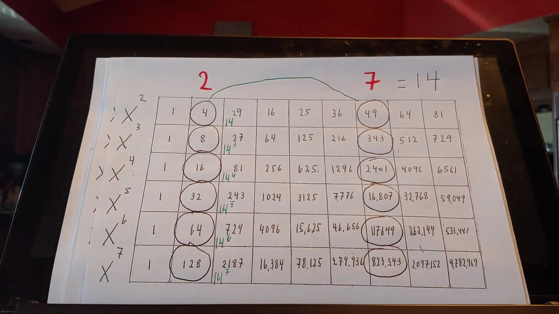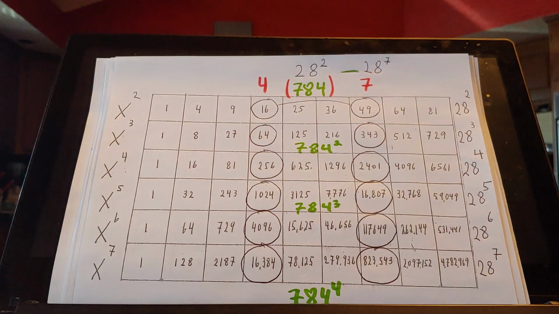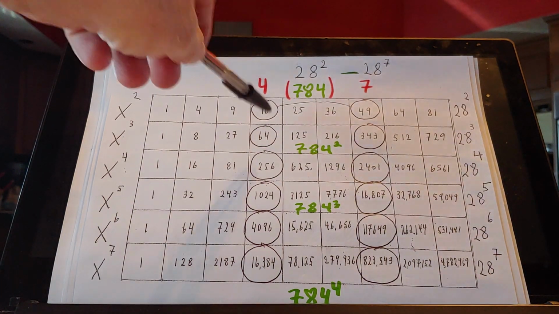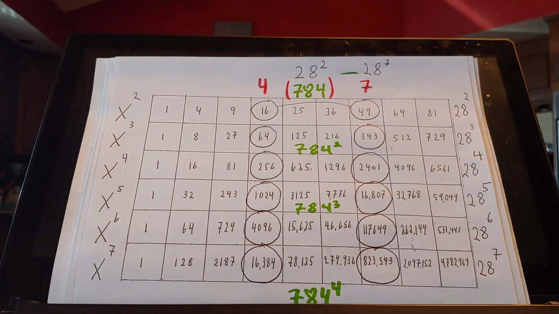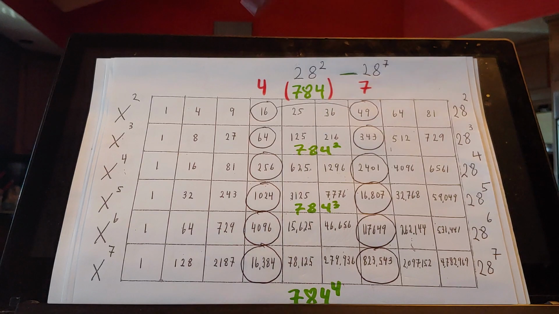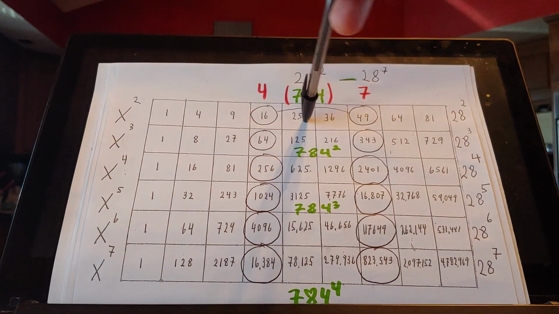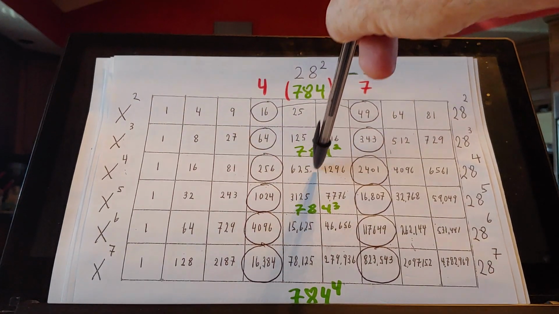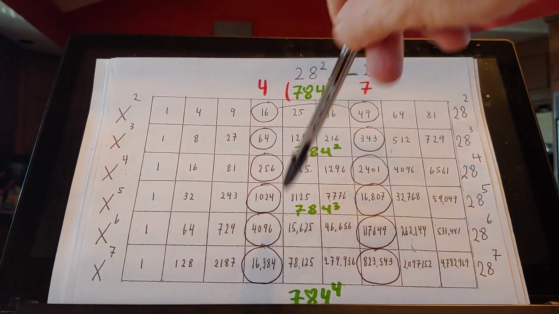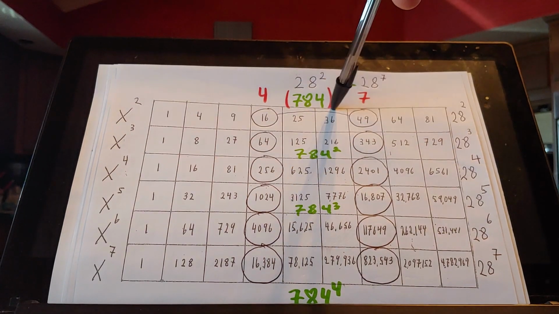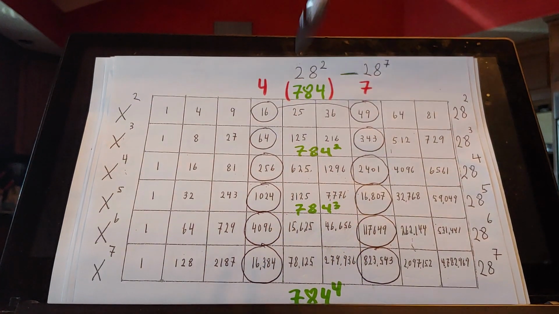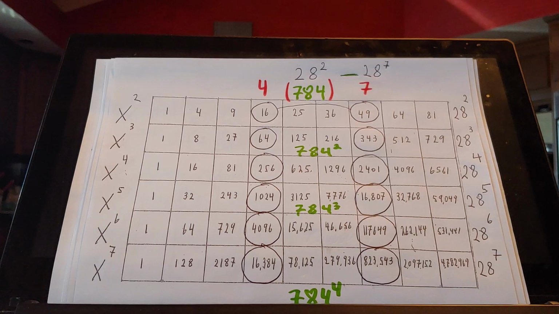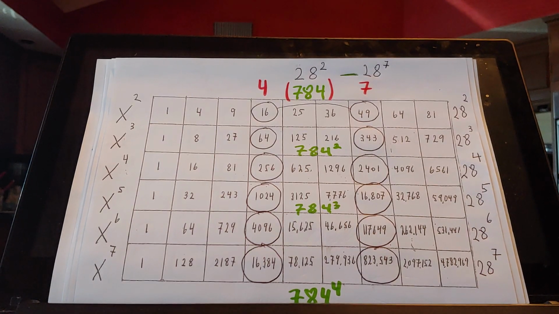Okay, now we'll get up to a number like this. 16 times 49, well, that's 784. Because 4 times 7 is 28, so 784 is 28 squared. And 28 squared, 28 to the third, to the fourth, to the fifth, to the sixth, to the seventh. Here it's 784. 784 squared, 784 to the third, 784 to the fourth. And that's coming out of the number 28.